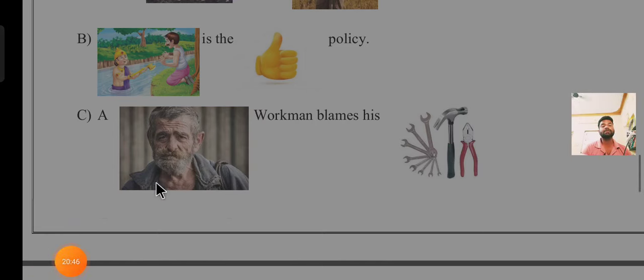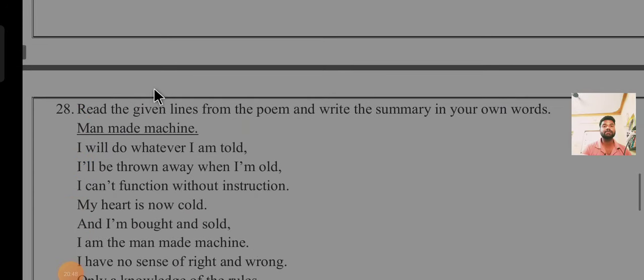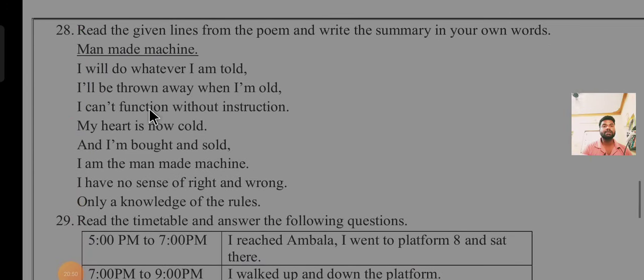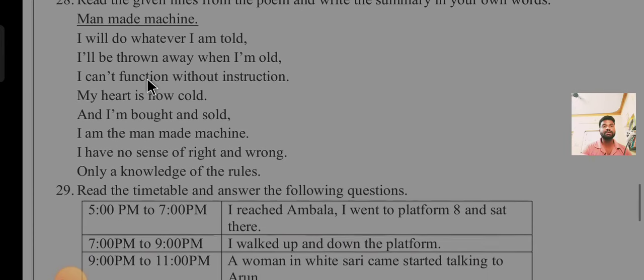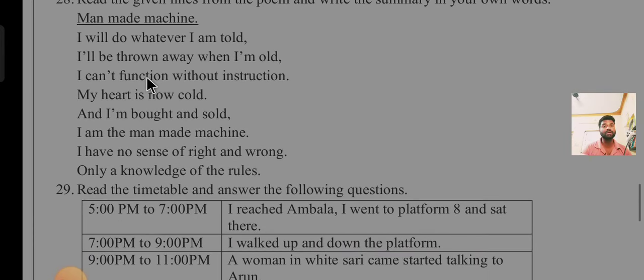You get that within 30 seconds, 3 marks. Okay, 28. Read the given lines from the poem. Write a summary in your own words. Man-made machine. I will do whatever I am told. I will be thrown away when I am old.